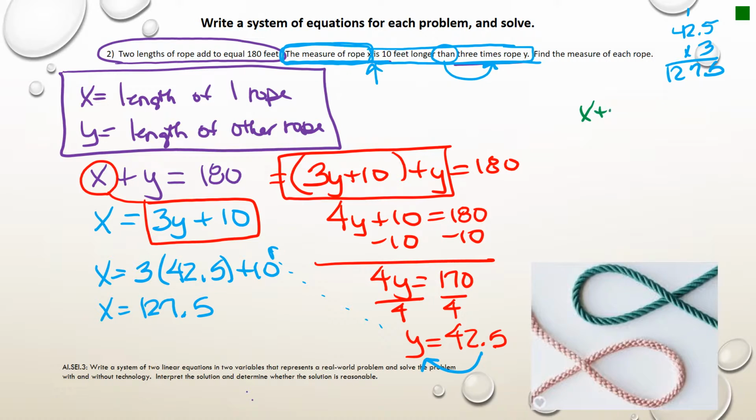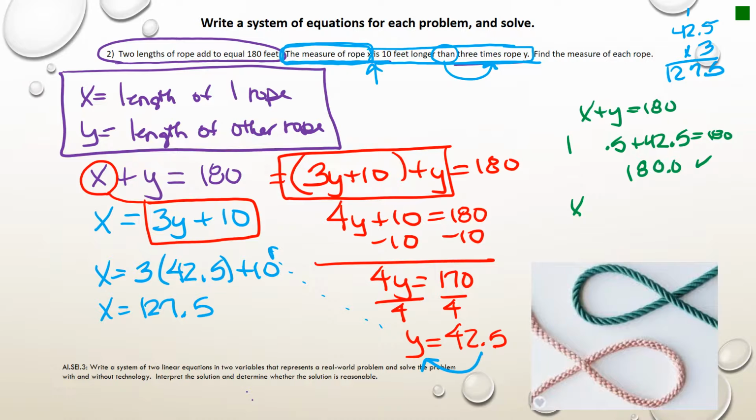Does X plus Y equal 180? Is 127.5 plus 42.5 equal to 180? 5 and 5 is 10, carry the 1, 7, 8, 9, 10, carry the 1, 4, 5, 6, 7, carry the 1 is 8, 180. It does. That was hard.